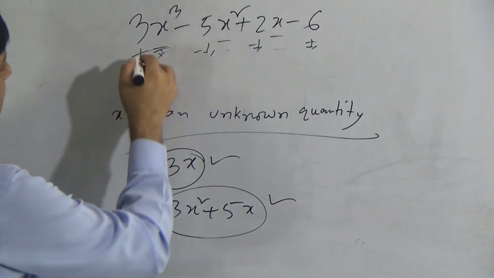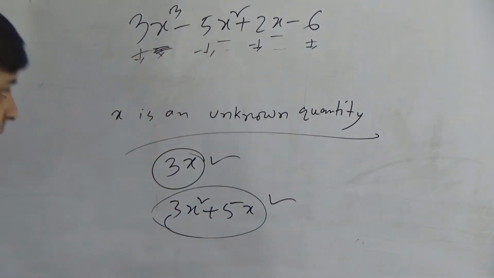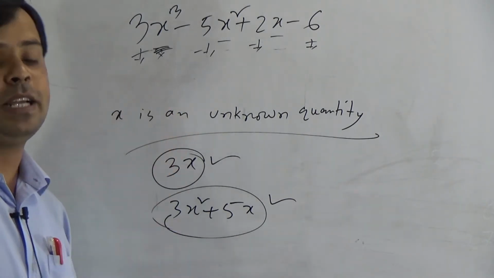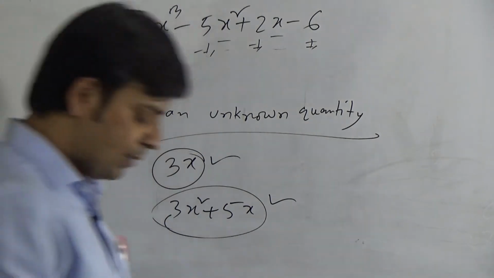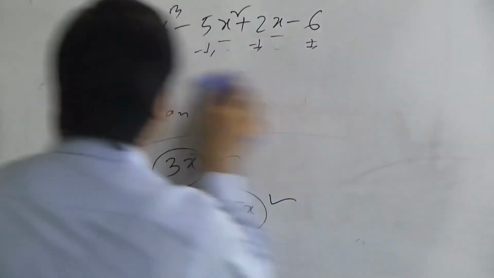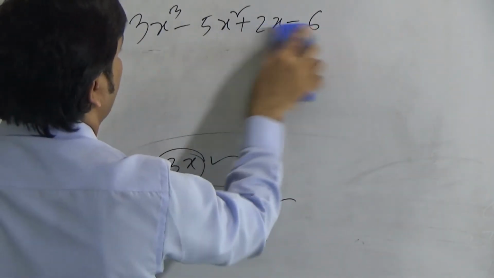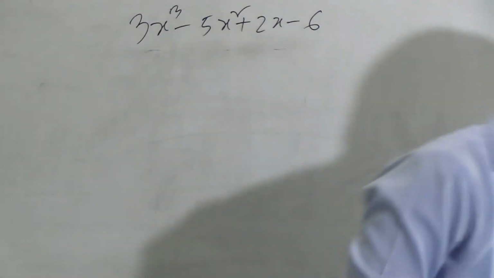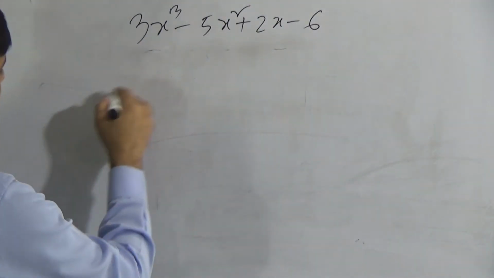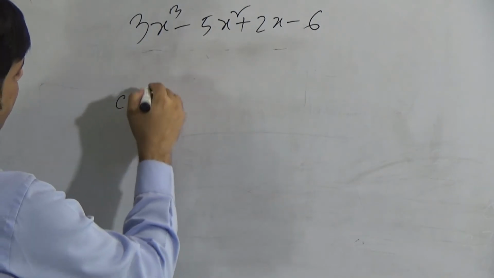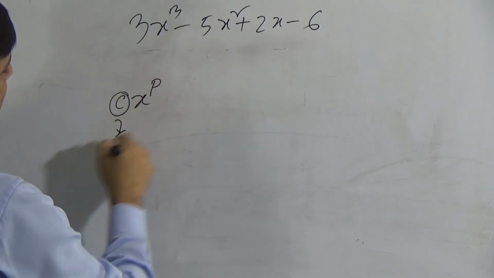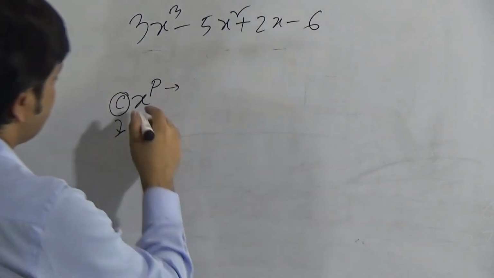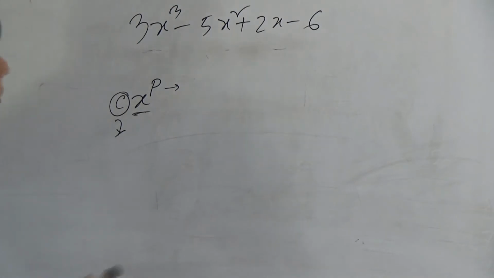and here, as only x is the variable, this polynomial is known as polynomial of one variable. Dear students, in this case, if the polynomial has only one variable, then we can get the general term of the polynomial, and we can write that by c x to the power p. Here c is the constant, and p is also constant, but p is the index of the variable.